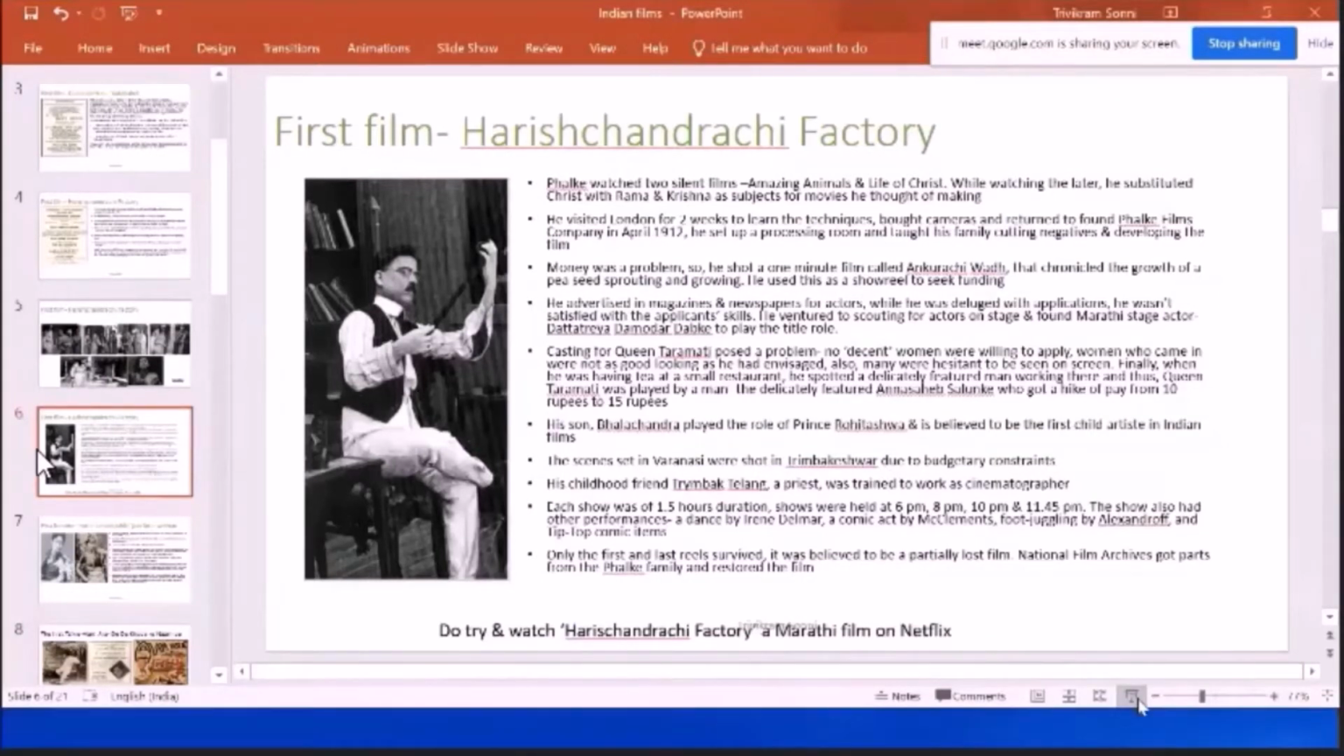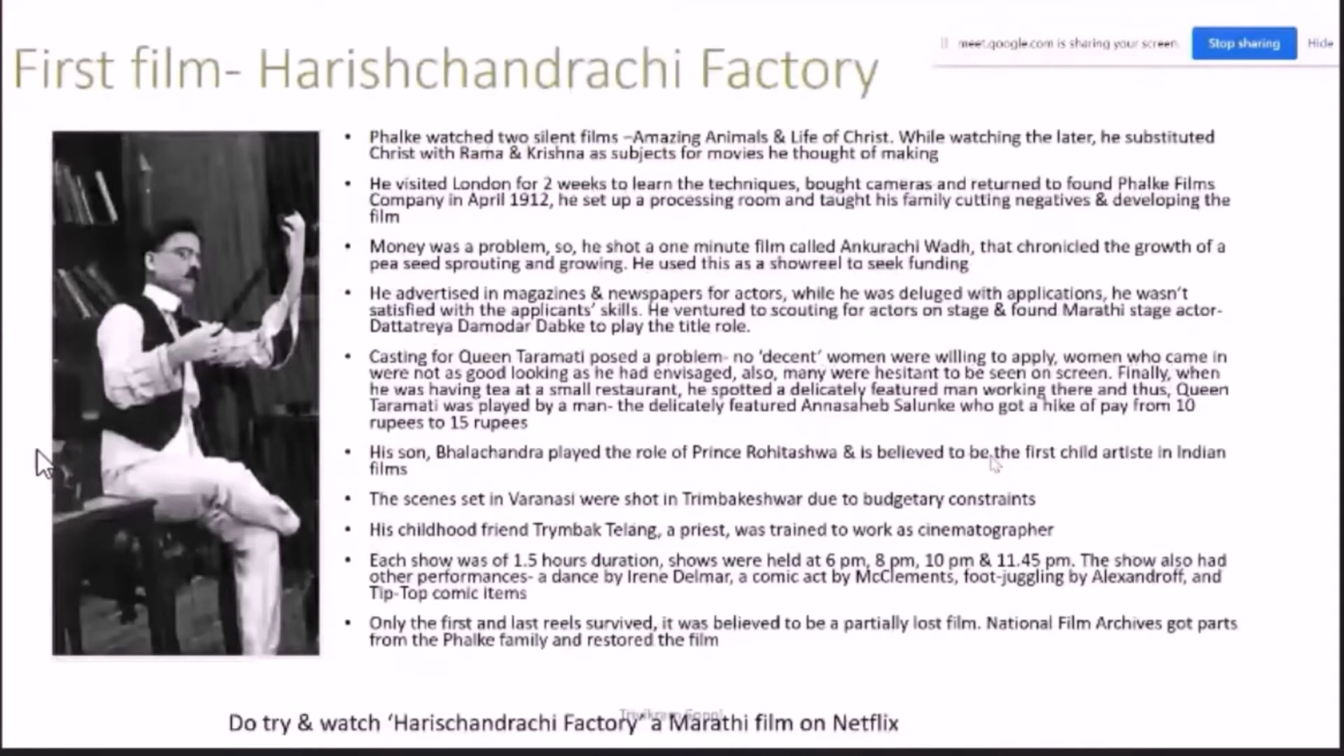Okay, they could actually see animals move on screen. None of the other members of the family actually believed that. So the very next day, he took his entire family to see another silent film called Life of Christ. And while he was watching that, he started thinking in his head of how he could make an Indian mythological film, and maybe he could have Rama or Krishna as the central subject for the film.